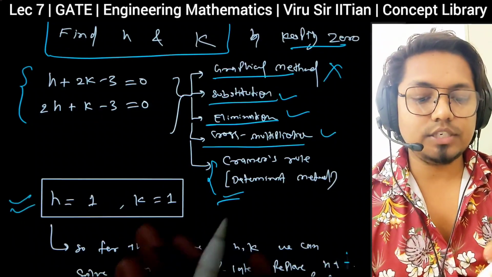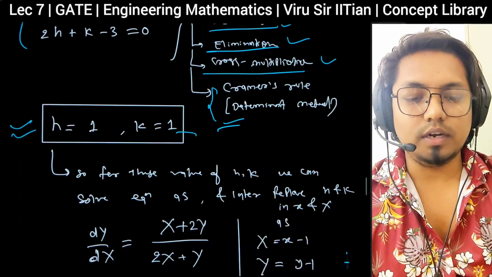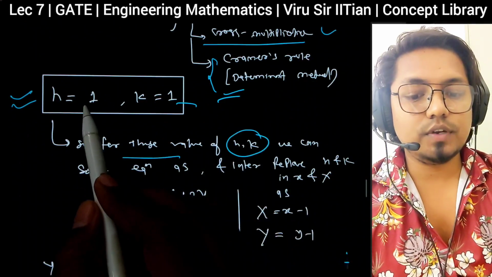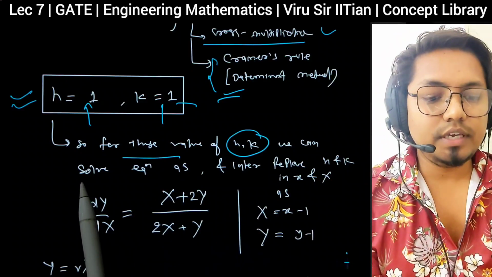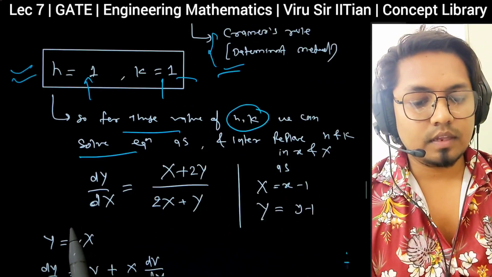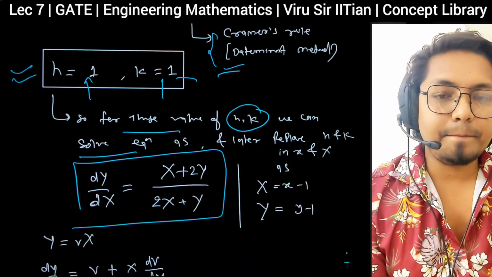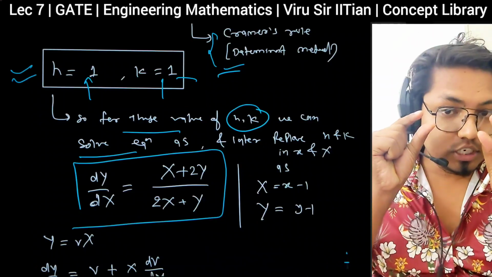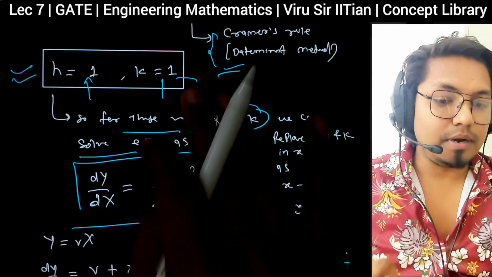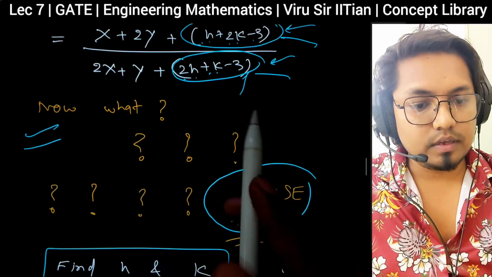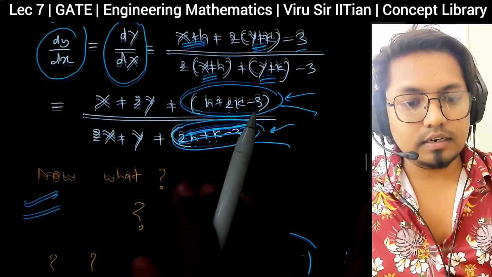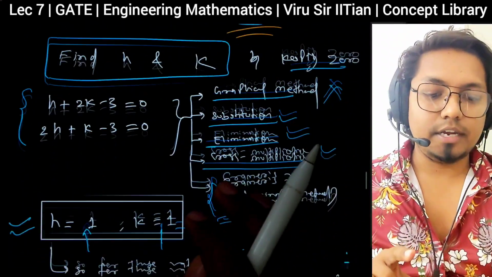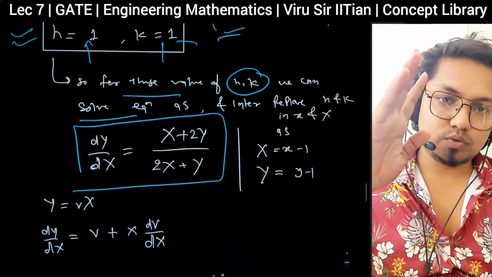So you will be getting h is equal to k and k is equal to 1. So for these values of h and k, we can solve the equations after substituting here. Okay, you know the h and k values. For these values of h and k, the last bracket will become 0. This bracket and this bracket will become 0. So keep these h and k values in mind and those terms automatically become 0.